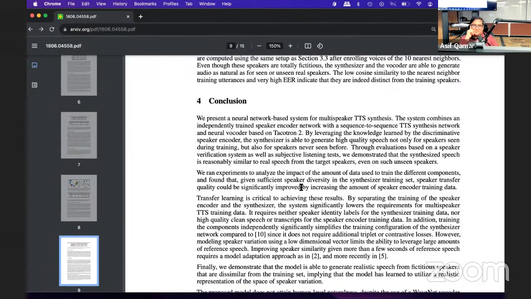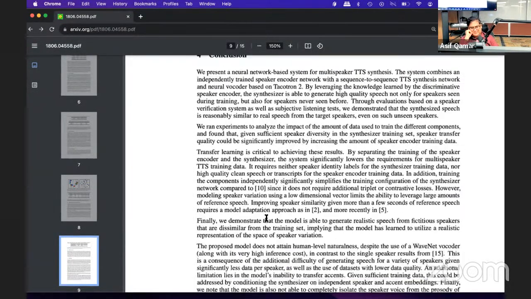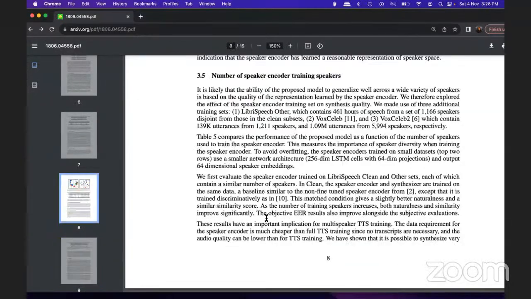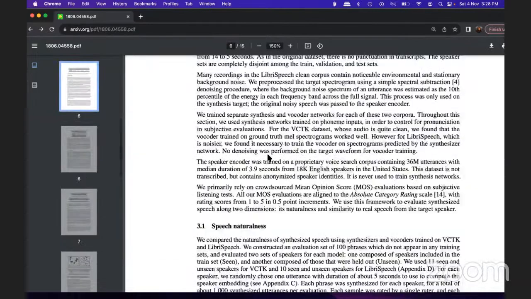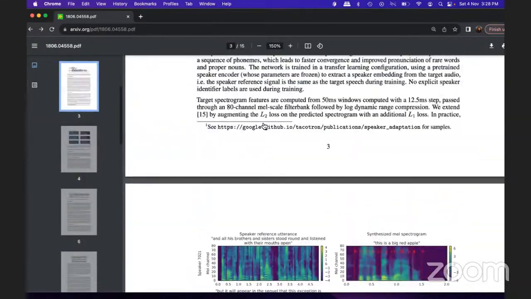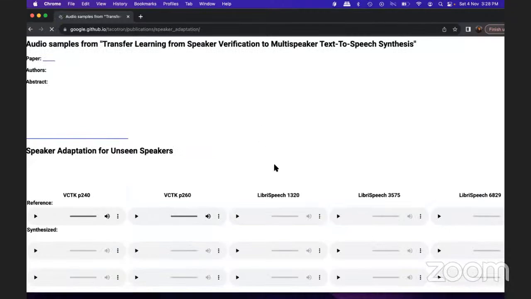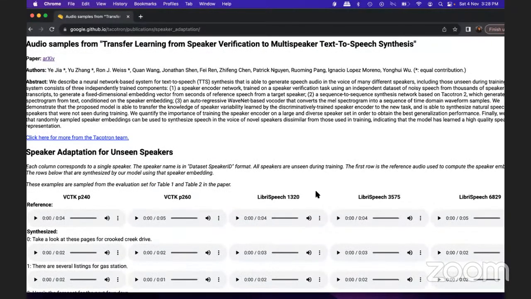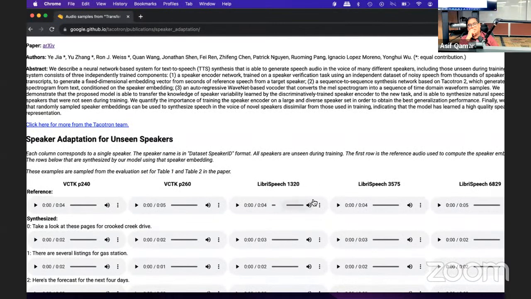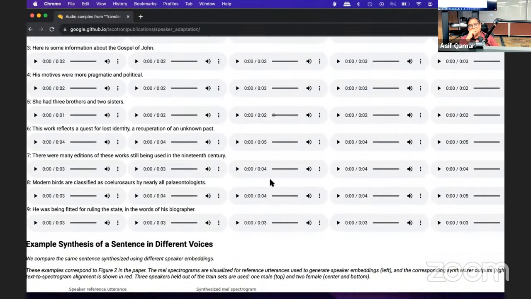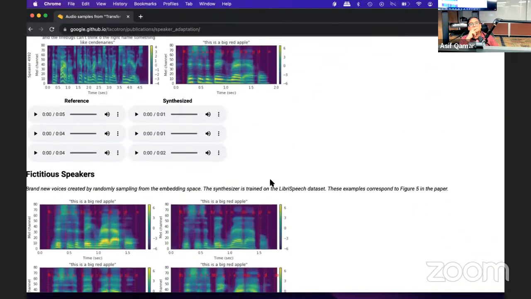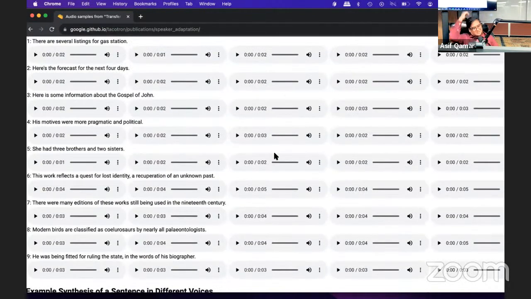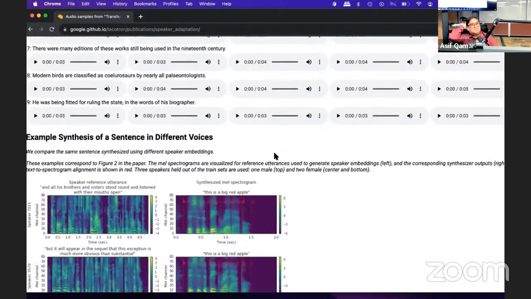Yeah, is there a GitHub project? What's the name of the project associated with this paper? So this paper was proposed by Google. So there's a GitHub link. Google's GitHub. Okay. Yeah, I've seen this. The speaker adaptation, it's part of the Tacotron project, I think. Yeah.